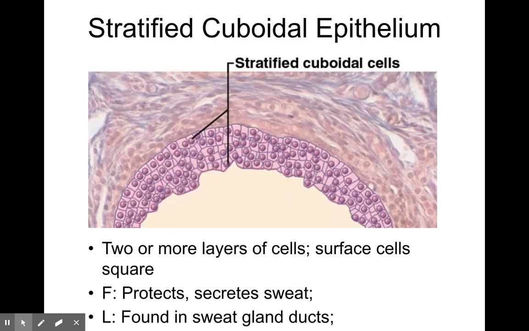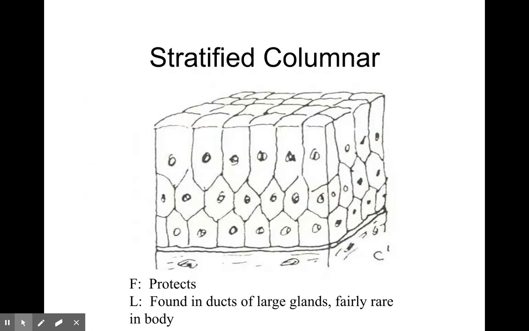Stratified cuboidal is multiple layers of cube-shaped cells. The function is to protect and secrete sweat. This is found in your sweat glands. Stratified columnar is pretty rare, hence the very unexciting picture. Multiple layers, top layer is column shaped. The function of stratified columnar is to protect. This is found in the ducts of large glands.